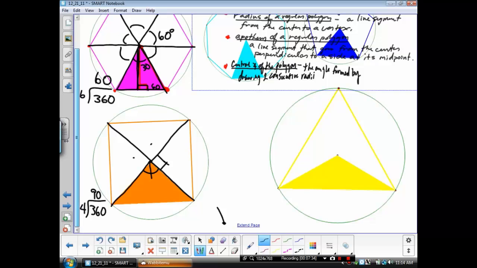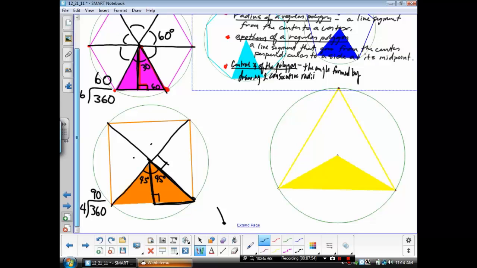Which means when you put that apothem in, you're going to be splitting that 90 into 45 and 45, which means if you look at one of those triangles, you have a 45, 45, 90 triangle.